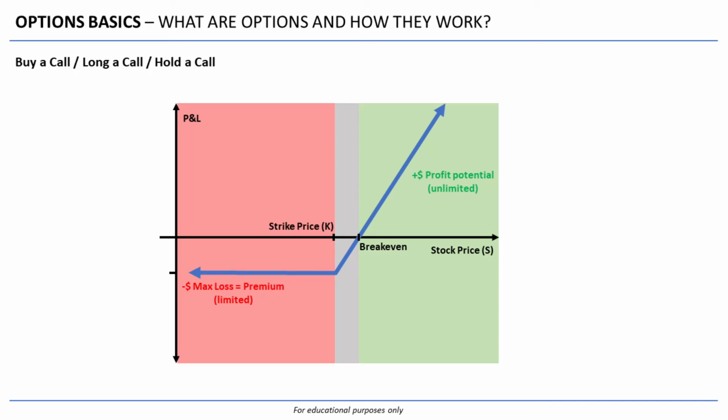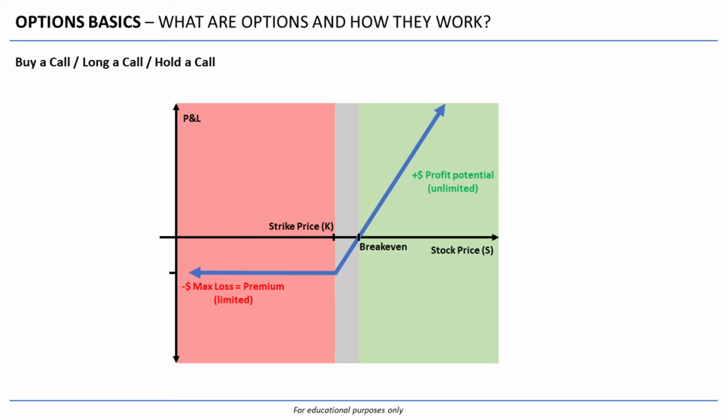Buy a call, long a call, or hold a call. I divided the payoff chart in 3 sections, going from left to right. Red section. At expiration, the stock price is at or below the strike price. Therefore, there is no intrinsic value and the option expires worthless. It makes no sense to exercise this option. The result will be a loss equal to the premium paid. The option holder cannot lose more than that.